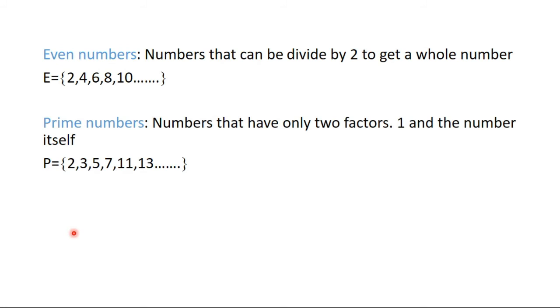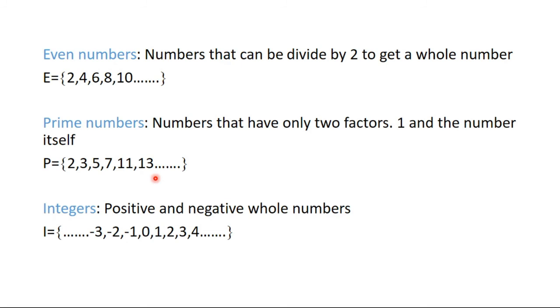Move on to the set of prime numbers. Prime numbers are numbers with only 2 factors, 1 and the number itself. So the set of prime numbers is also given here: 2, 3, 5, 7, 11, and 13. They are similar to the set of odd numbers, but do not confuse them. For example, 9 is an odd number but not a prime number, because 9 has 3 factors. 15 is also an odd number but not a prime number, because it has more than 2 factors.